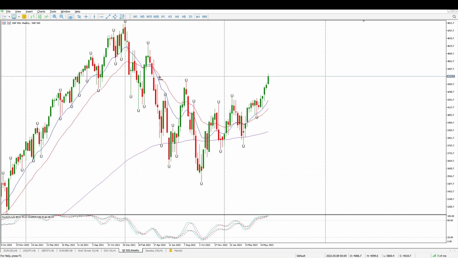And I just want to get these weekly levels in because this is what we're going to be tracing going into the close of the week. There are basically two weekly levels here. It's this one here and this one here.